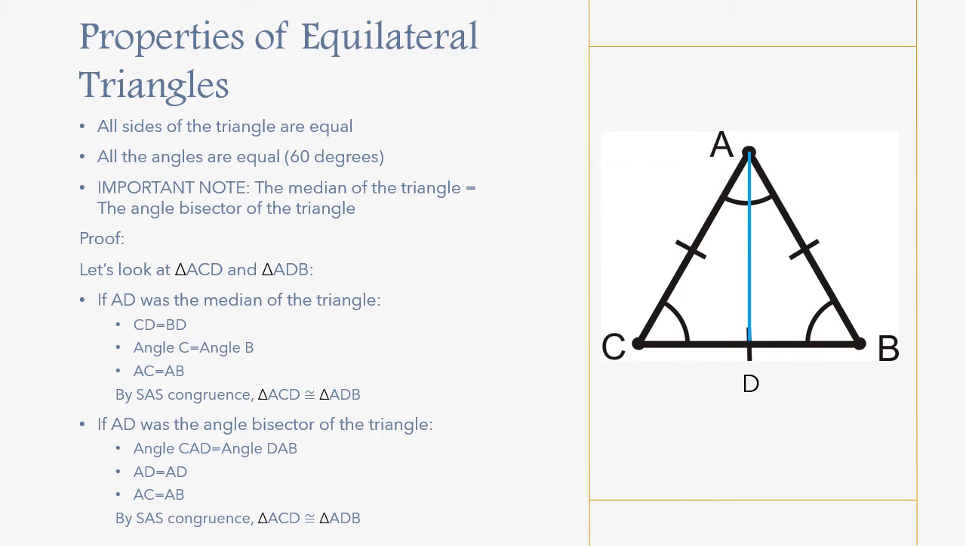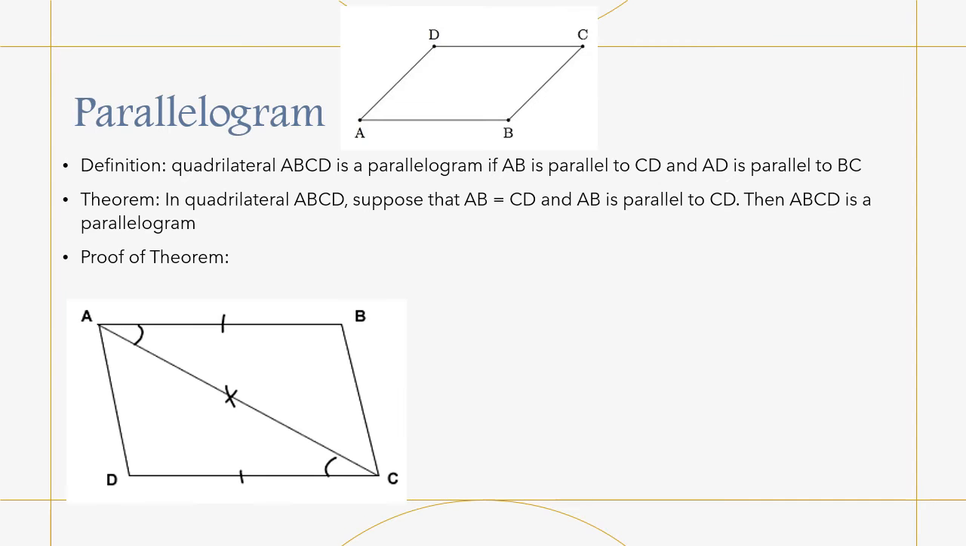And from this, we can tell that the median of the triangle is also equal to the angle bisector of the triangle. Now we will talk about parallelograms. The definition of a parallelogram is a quadrilateral ABCD with AB parallel to CD and AD parallel to BC. In other words, a parallelogram is a four-sided figure in which the opposite sides are parallel to each other.